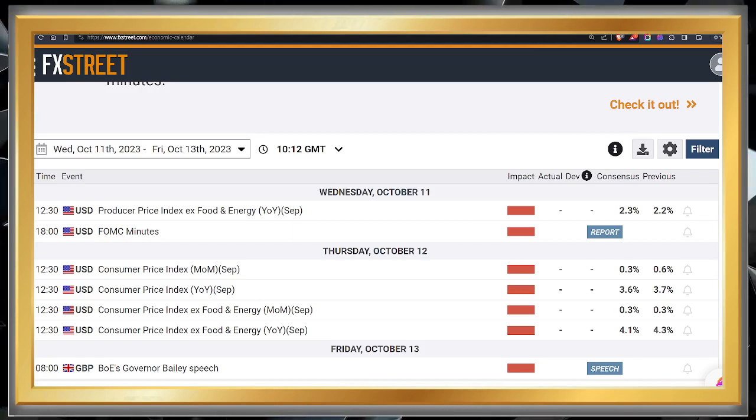And another important thing about the producer price index is that it also serves as an inflationary measure, as the Fed will be looking to see what the data will be today, and this has a tendency of influencing interest rate decisions. Generally speaking, a high reading is considered positive for the US dollar, while a low reading is considered negative. Now, if we look at the previous data for the month of August, it came in at an expansion of 2.2%.